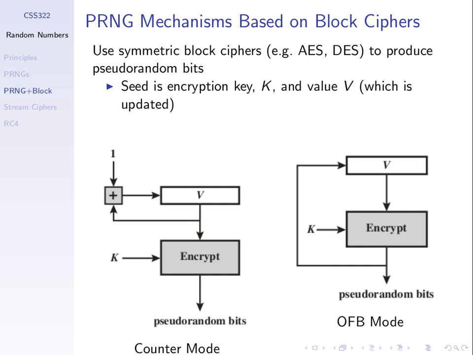So we can use our block ciphers to generate random numbers. What's the problem? Why would we sometimes not use block ciphers to generate random numbers? They produce cryptographically secure random numbers, but what's the problem, compared to, say, the two examples we went through before?